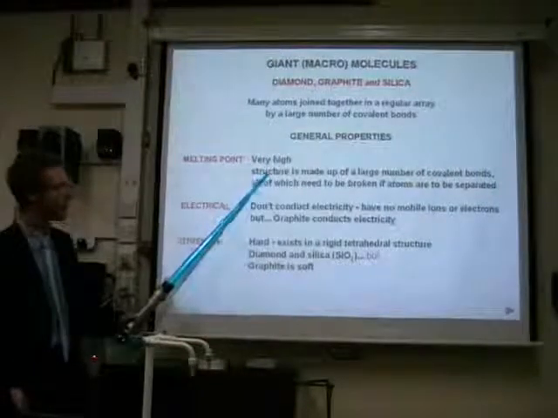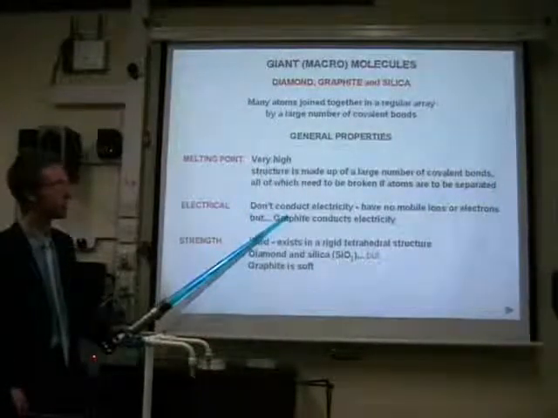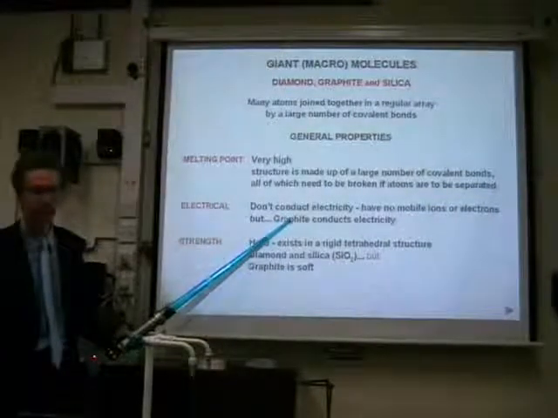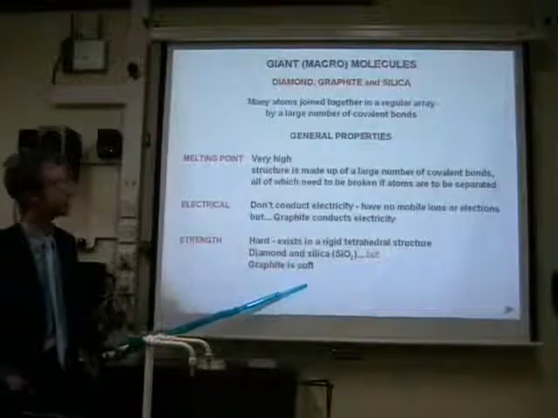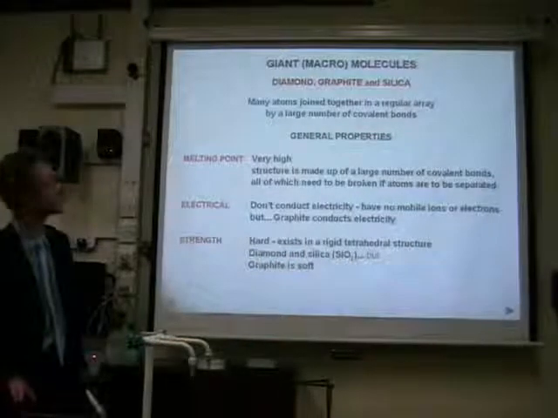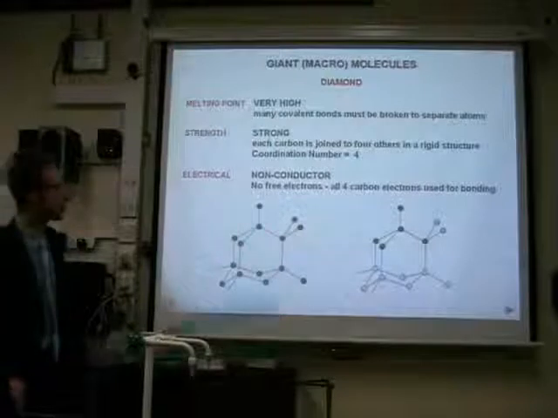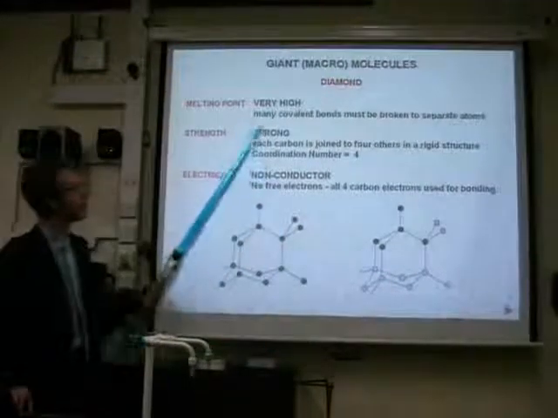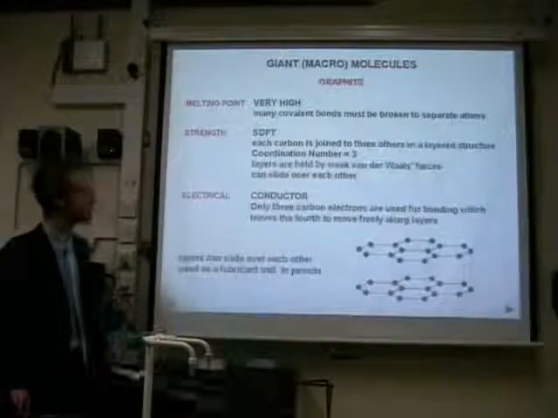They have a very high melting point, they don't conduct electricity because they don't have mobile electrons or ions, apart from metals obviously, and they are very strong. So diamond has got this structure, every carbon covalently bonded to 4 others. High melting point, very strong, doesn't conduct.